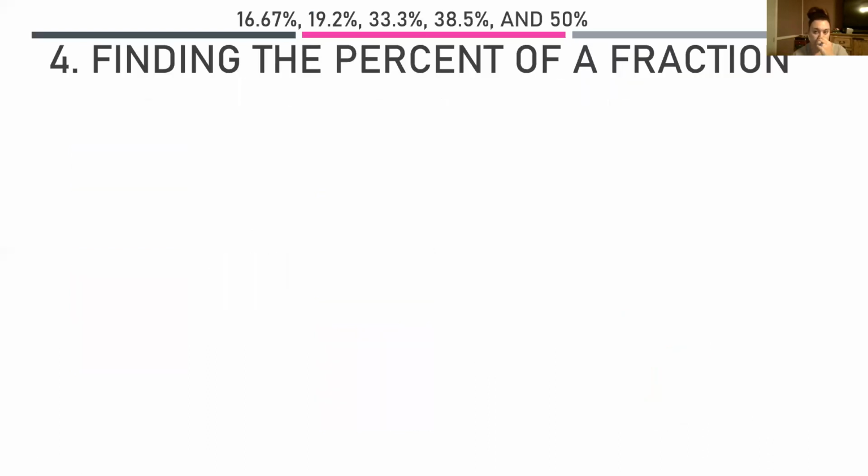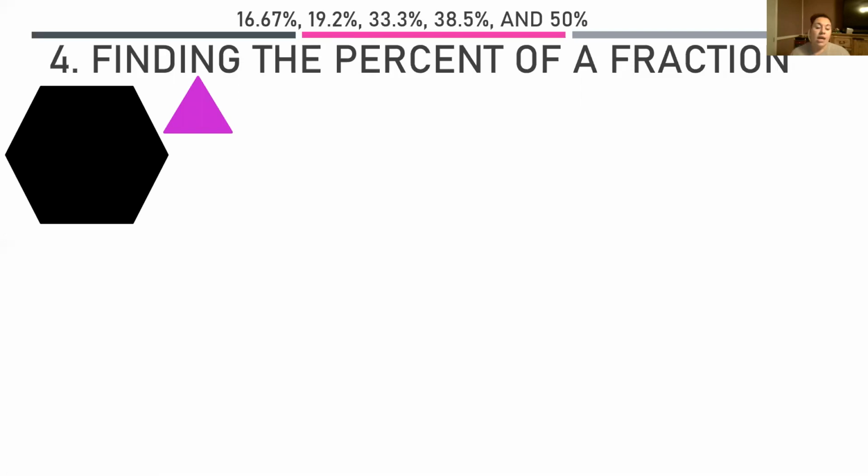Okay, finding the percent of a fraction. Okay, so we have percentages up here at the top, and as I continue, you will see where those come into effect. We're going to try to find what percentages fit with what fractions. So, okay, so here you see we have 1 triangle. And now we have a hexagon. So with our hexagon, we have to see how many triangles will fit into our 1 whole hexagon. So as we split it up, it shows that 6 triangles will go into this one hexagon.